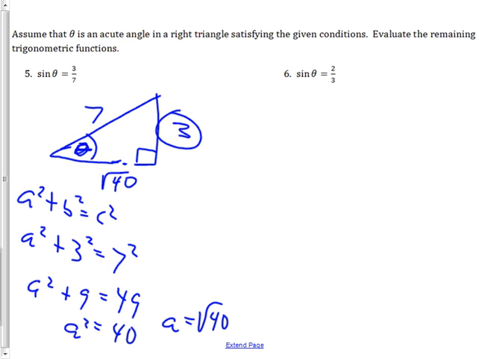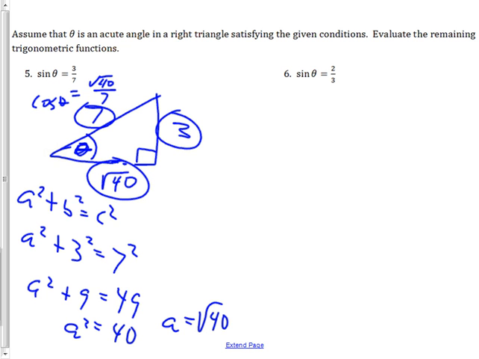All right, so now that I've got all 3 sides, I'm supposed to get the remaining trigonometric functions. Well, we've already got sine, so what we're saying is figure out the other 5. There's a total of 6 functions. So sine, cosine of theta will be coming next. Cosine of theta, cosine is adjacent to the hypotenuse, and that would be this one. So that's root 40 over 7.